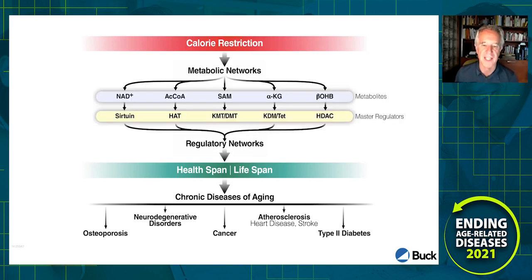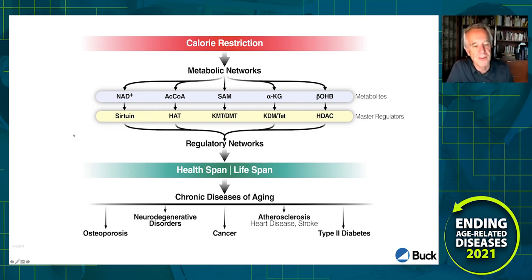And we have been focusing on a series of metabolic networks, critical metabolites such as NAD, acetyl-CoA, S-adenosyl methionine, alpha-ketoglutarate, or beta-hydroxybutyrate, that we know fluctuate as a function of calorie input. And what we have been trying to understand is how variation in the levels of these metabolites is able to affect the activity of a number of critical epigenetic regulators. And I've listed them as pairs. NAD is known to regulate the activity of sirtuins, acetyl-CoA, the activity of acetyltransferases, and so on.